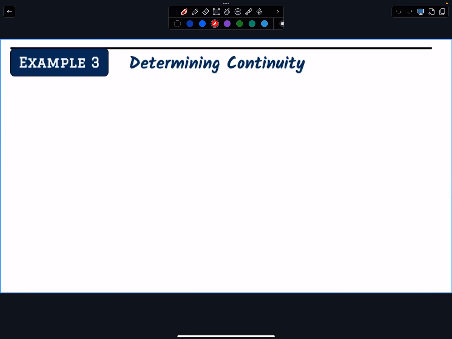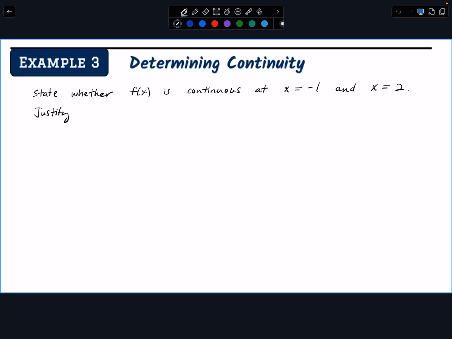So, state whether f of x is continuous at x equals -1 and x equals 2. Justify your answers.